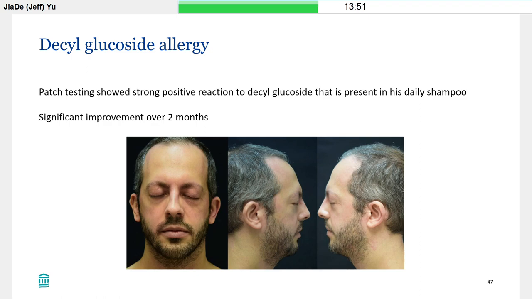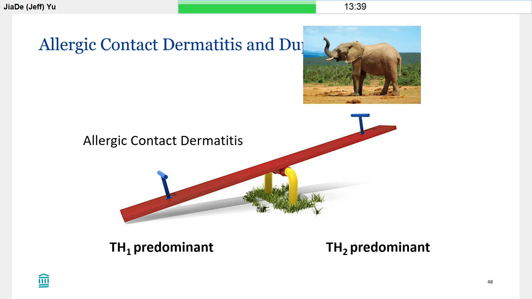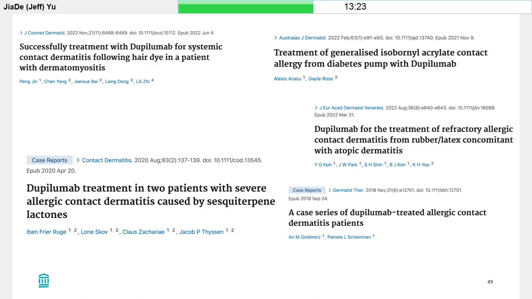Now, that brings me to the next point, which really raises more questions than it does answers, but I want to propose it anyway. Remember this paradigm of allergic contact dermatitis being Th1 predominant and atopic dermatitis being Th2 predominant. But now we throw in this elephant in the room, which is dupilumab, and we know that dupilumab suppresses Th2 inflammation. So if dupilumab suppresses Th2 inflammation, shouldn't it make allergic contact dermatitis worse if the paradigm is truly the seesaw of Th1 versus Th2? However, with dupilumab, you're going to find many dozens, if not about 100, studies seeing that dupilumab has actually benefited patients with allergic contact dermatitis.